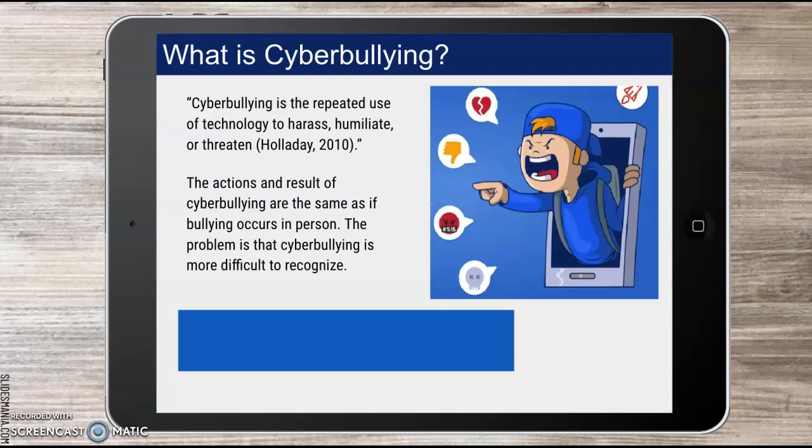So what is cyberbullying? It is the repeated use of technology to harass, humiliate, or threaten. And the actions and result of cyberbullying are the same as if bullying occurs in person. It's very harmful. But the problem is that cyberbullying is difficult to recognize because most of the time it's taking place on your phone screen or through social media, which is oftentimes private and password protected. And so a lot of times parents, loved ones, friends, and teachers, we can't see that happening, and so it's very difficult to deal with and address.